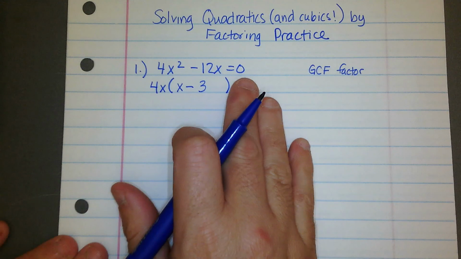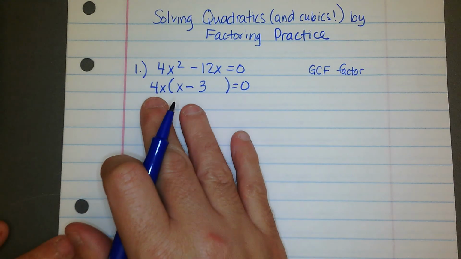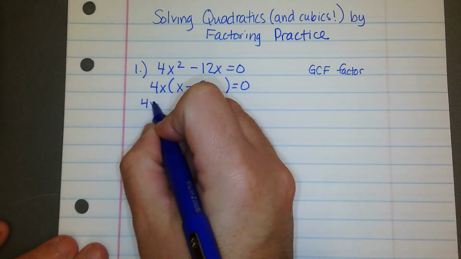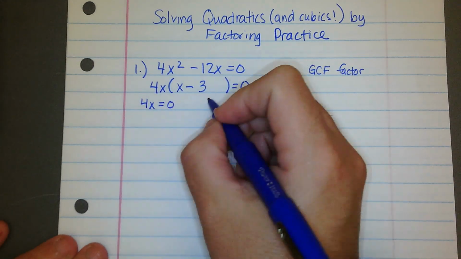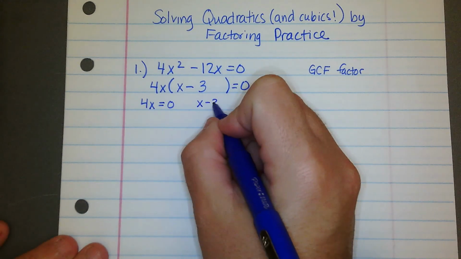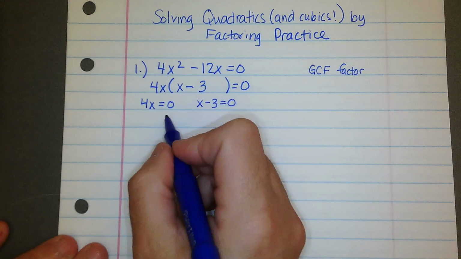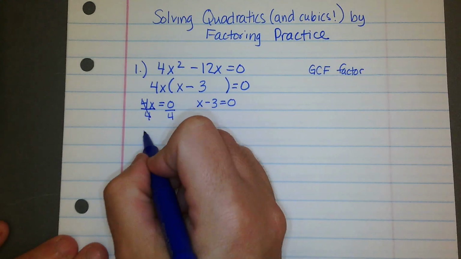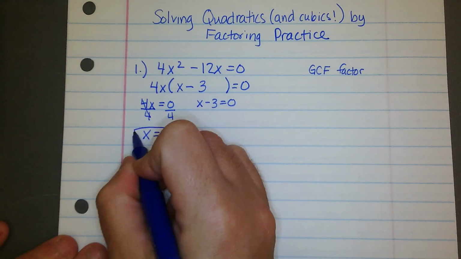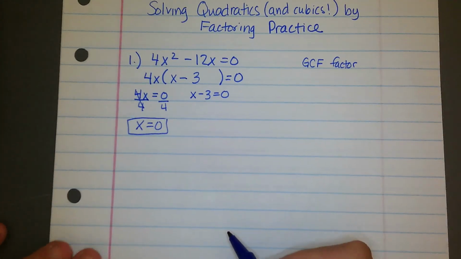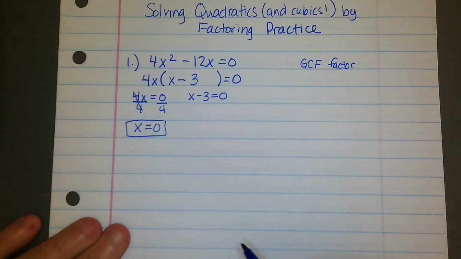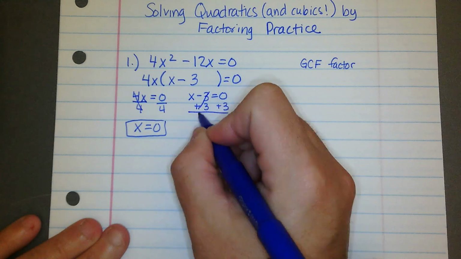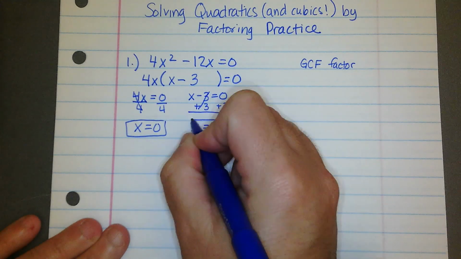Don't forget we're solving. So if you're solving, you have to set each parenthesis equal to 0, or each factor. The GCF factor, 4x, is going to equal 0. And the parenthesis, x minus 3, is going to equal 0. Don't forget that when you divide by 4 and you get 0 over 4, that is a solution. That is a place where your graph is going to cross the x-axis. On this one, I would solve for x by adding 3 on both sides. And that gives you 3 as a solution.